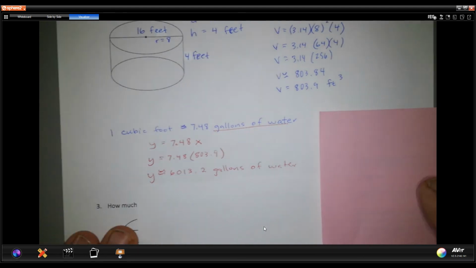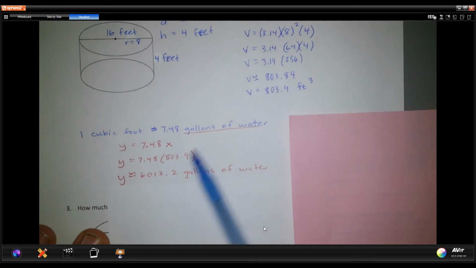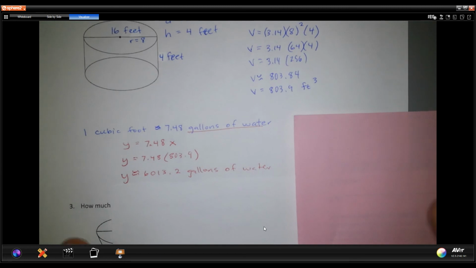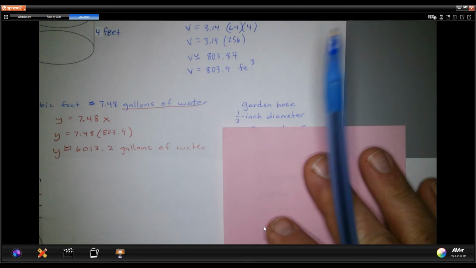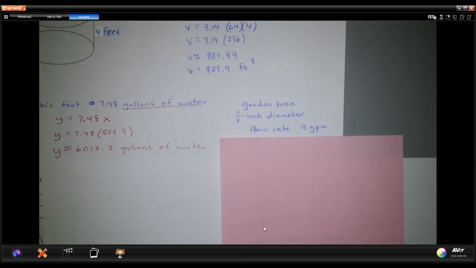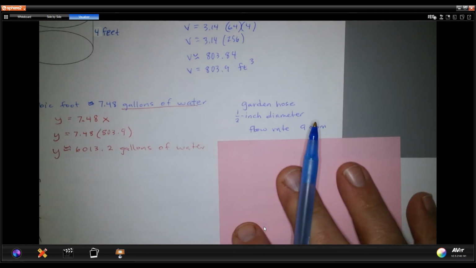Something else you're going to be figuring out is, if you're going to make a pool that's this size that's going to hold 6,000 gallons of water, how are you going to fill it up? Most people just have a garden hose, and a lot of those garden hoses are just 1/2 inch in diameter. Well, if that's the case, then what we need to understand is the flow rate from a garden hose like that is approximately 9 gallons per minute. So we have a little more work to do.